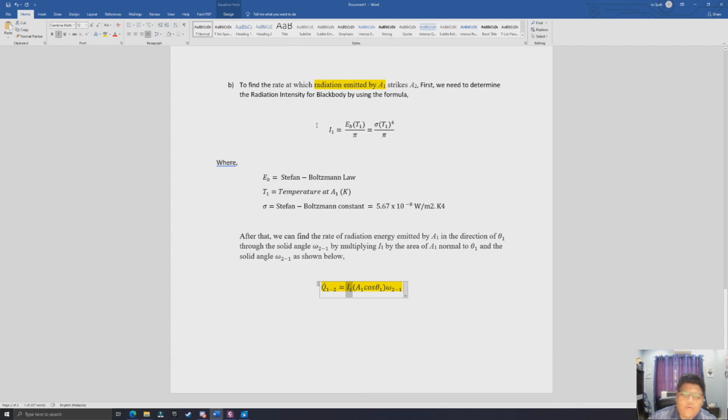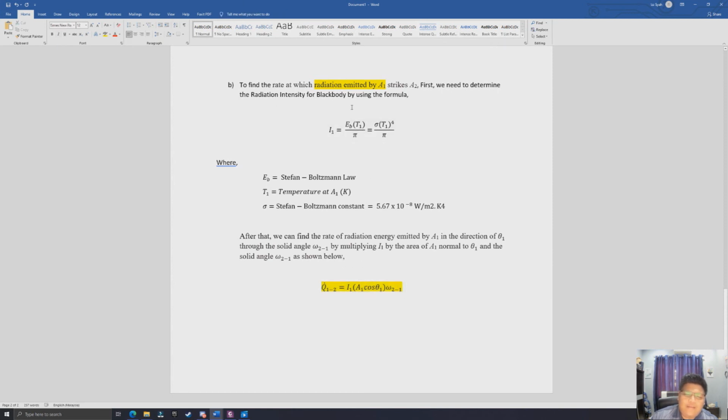The formula for radiation intensity for a black body is I equal to Eb(T1) over pi, which is also equal to sigma T1 to the power of 4 over pi. Sigma is a constant called the Stefan-Boltzmann constant, which is 5.67 multiplied by 10 to the power of negative 8. T1 is the temperature of plate 1, which is 600 Kelvin in the question. Then we get I, the radiation intensity, and we use this formula to find the rate at which radiation is emitted by A1.